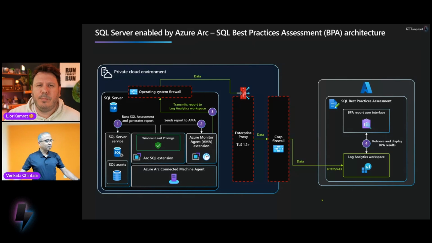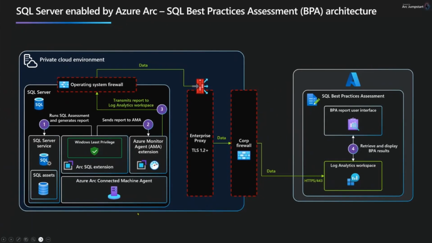The architecture diagram I'm showing here is, if you look at the bottom, the connected machine agent that is represented in the Azure portal. On top of that, you have an Arc SQL extension. And the most important thing you need to understand here is the Azure monitor agent. That's the key that relays your assessment results to the log analytics workspace on the right. So you still have to have a log analytics workspace to host all that assessment results.